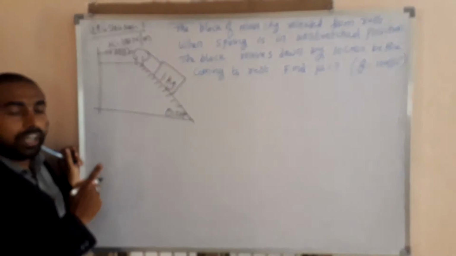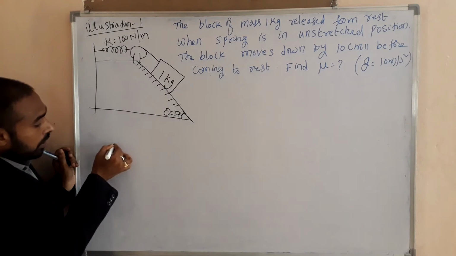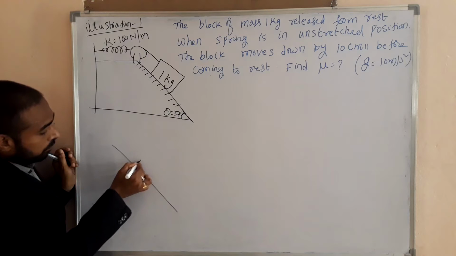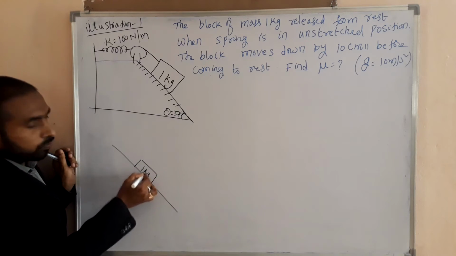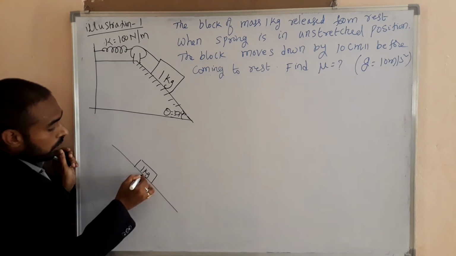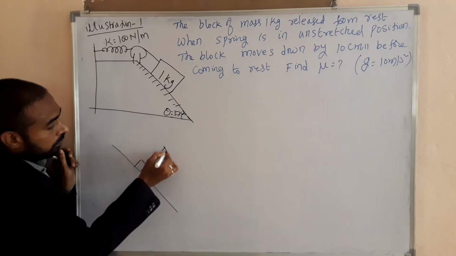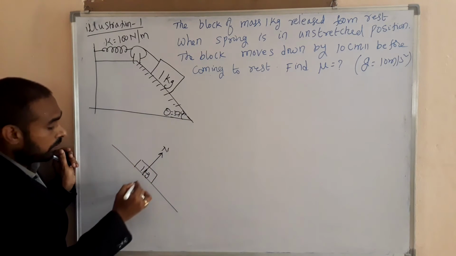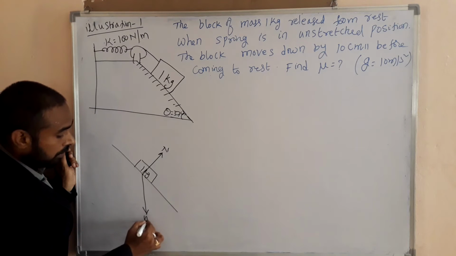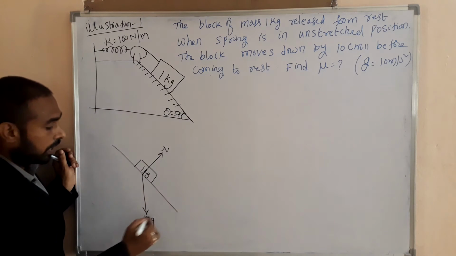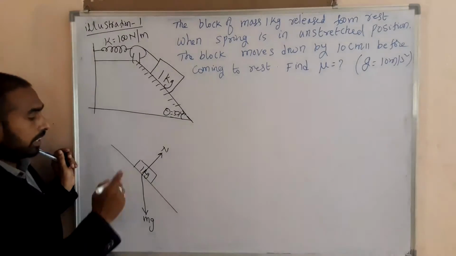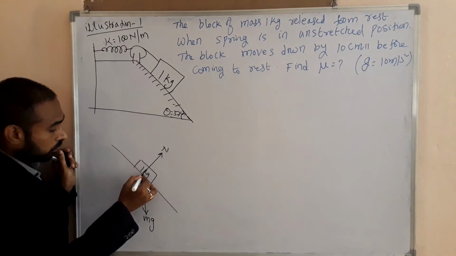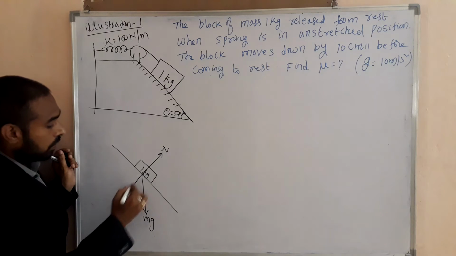I will draw the free body diagram for the inclined plane here. This is the block of 1 kg mass. Now normal will act in the upward direction, and the gravitational weight of the body in the downward direction. This is the inclined plane of 37 degrees. Now what are the other components here?